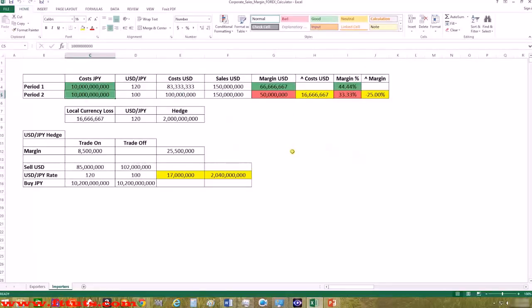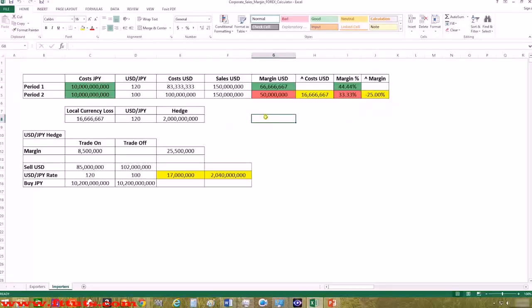Now in period 2, costs stay the same, but let's assume the exchange rate has fallen. So the dollar has weakened against the yen from 120 to 100. So $1 used to buy 120 yen. Now it only buys 100 yen. Their costs in US dollar terms have increased to $100 million. Sales have stayed constant in the United States, and this means that their margin has fallen from 66.6 million US dollars to 50 million US dollars. The difference in margin is 16.6 million US dollars. Their new margin in period 2 is 33%. Therefore, from period 1 to period 2, their margin has actually fallen by a total of 25%.